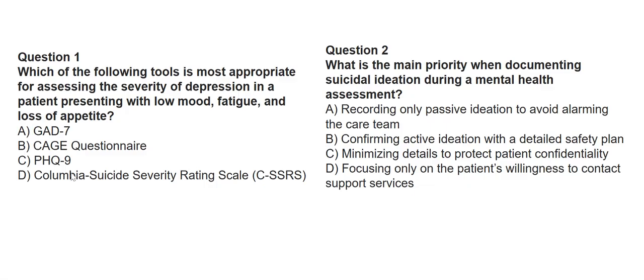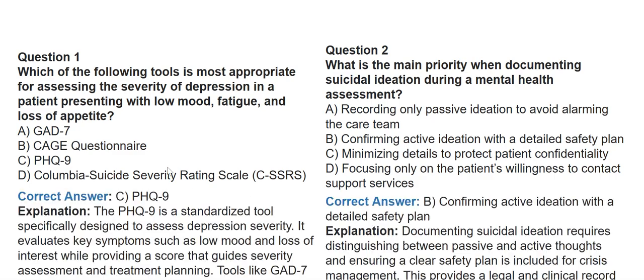C. PHQ-9, most likely this one. D. Columbia Suicide Severity Rating Scale, C-SSRS, it's for suicide ideation. So the answer is C, as the PHQ-9 is a standardized tool specifically designed to assess depression severity.